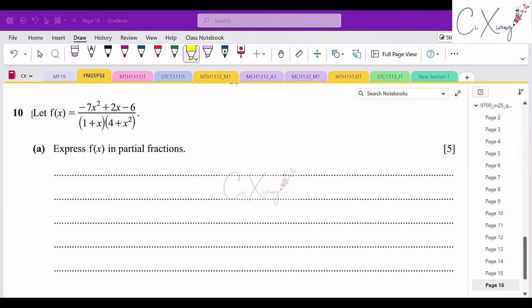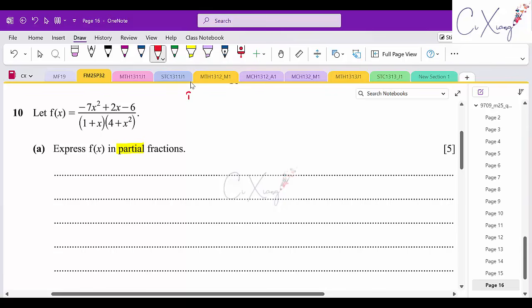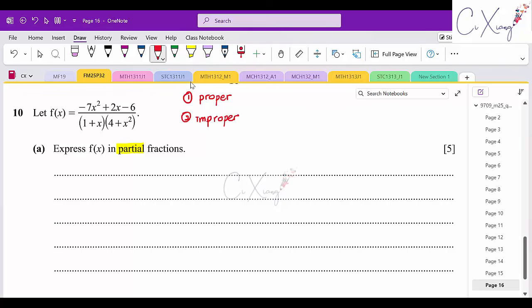Question number 10. I have the rational function like this, and they want us to express f(x) in partial fractions. So first of all, let's check whether the rational function is a proper fraction or an improper fraction. That's the first thing that we need to double check.